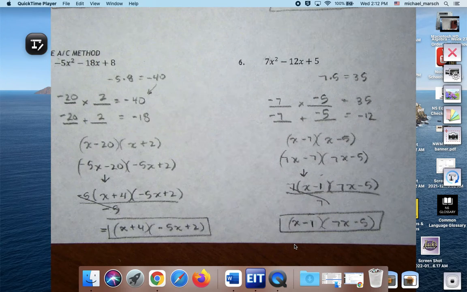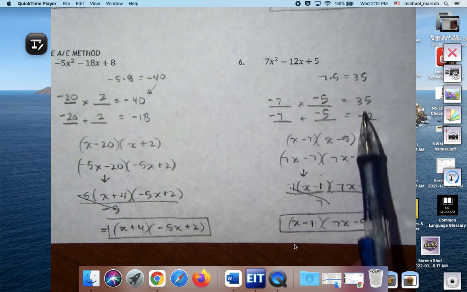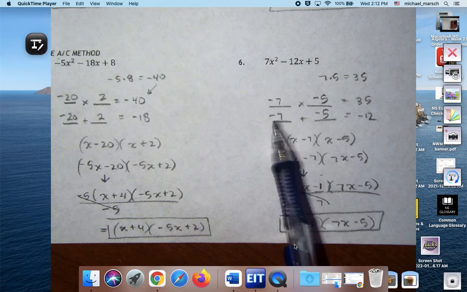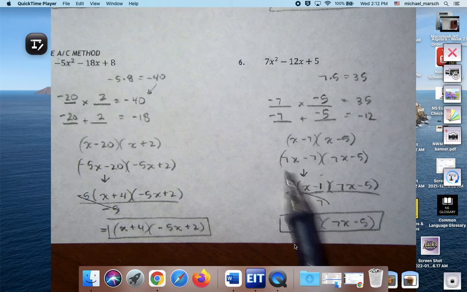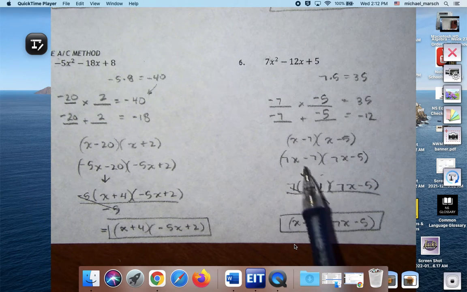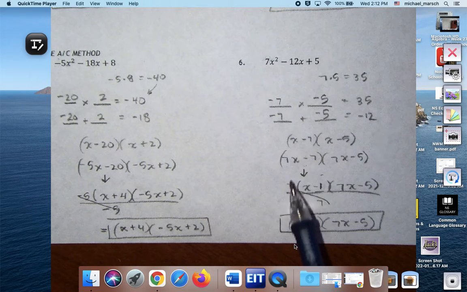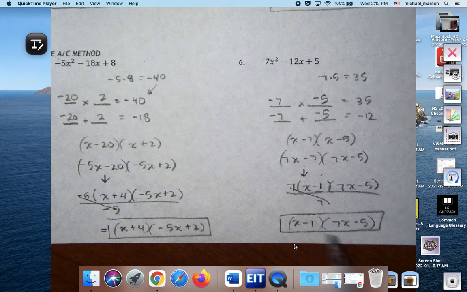Okay. And then number 6, again, AC method. What times what equals 35? And when you add it, you get negative 12. So we have negative 7 and negative 5. Put the 7 in. 7 can come out of this quantity. Divide here. X minus 1 times 7x minus 5.